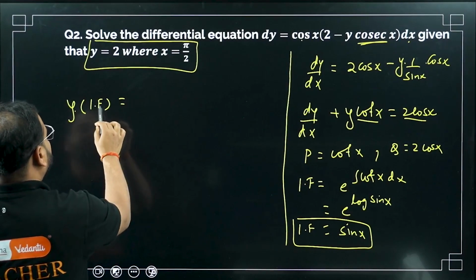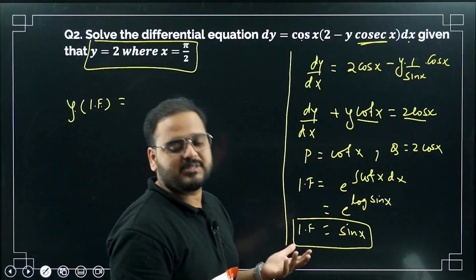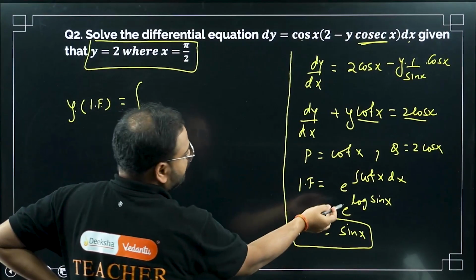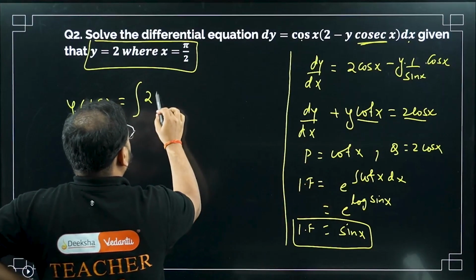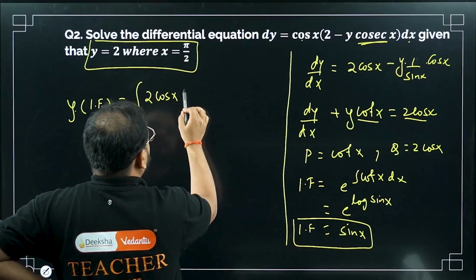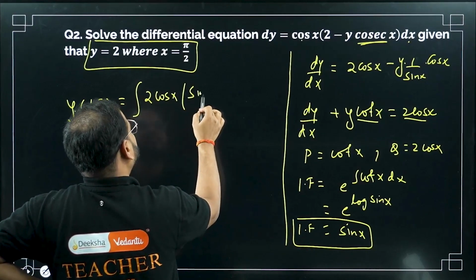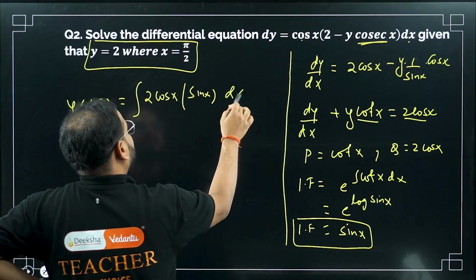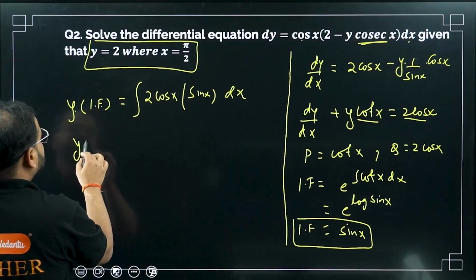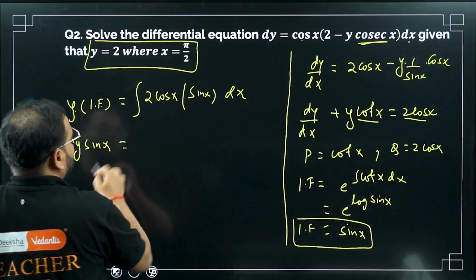This will minimize the chances that you make a mistake. Please write this statement: y times the integral of what? Q is there, no? So Q is 2 cos x. If is what? Here again, I've written it once only, so I can write it simply as sin x, no problem. And dx will come. They were independent variable. So I can write this as y sin x now.